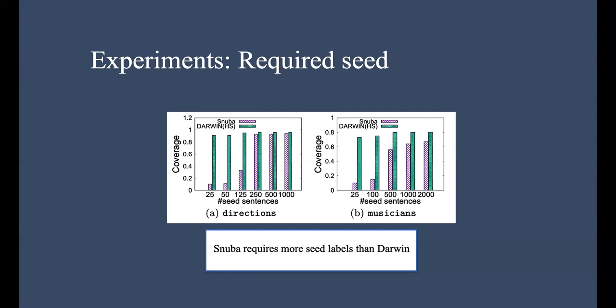What you see here is how many seed instances we passed to both techniques, Darwin and SNUBA, and what coverage was obtained by both systems. As you can see, even with as few as 25 labeled instances, Darwin can discover most of the positive instances, while SNUBA often requires many more labeled examples to achieve similar performance.